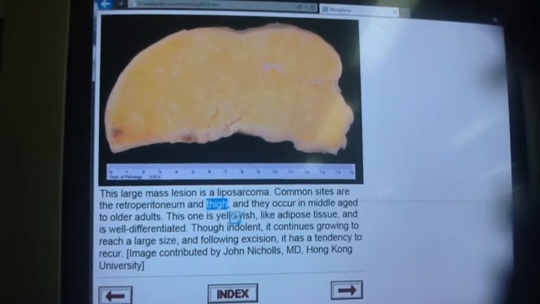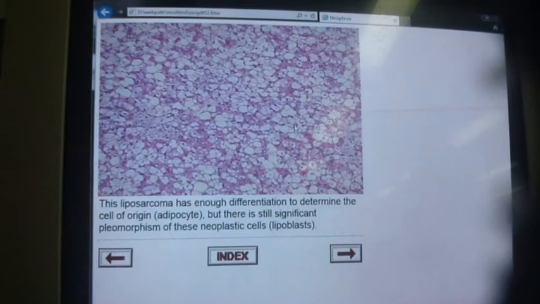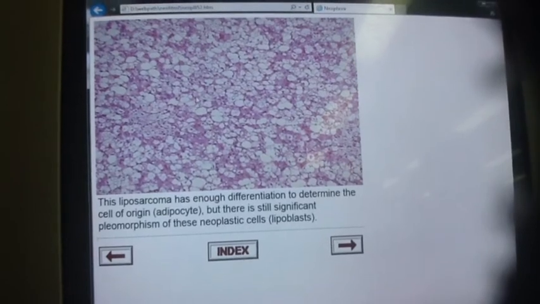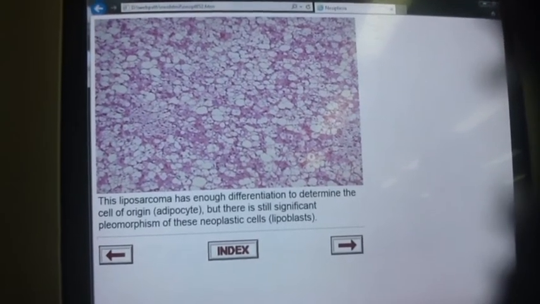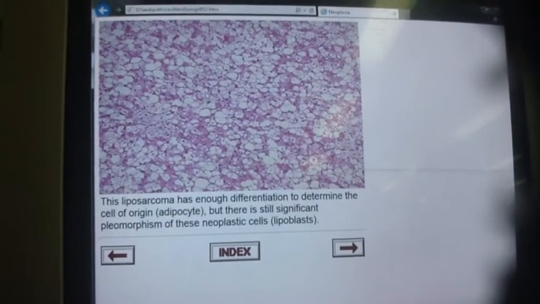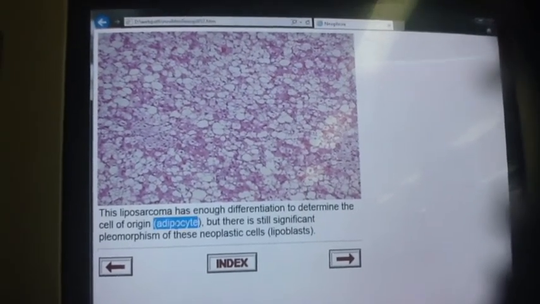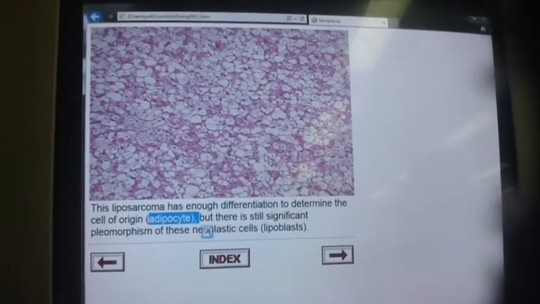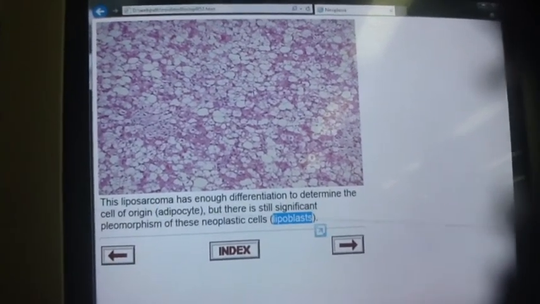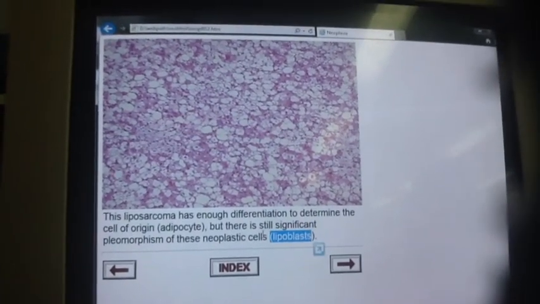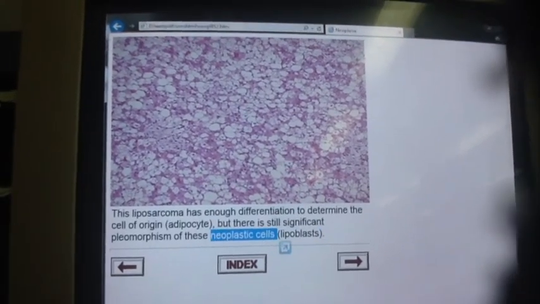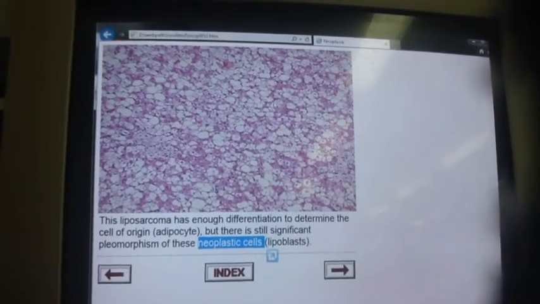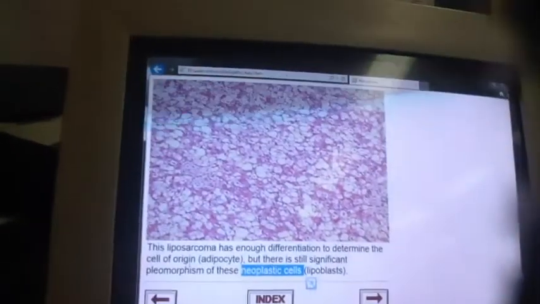If we take a section from this tumor and examine it under the microscope, we will get this appearance. This is the liposarcoma histological appearance. We can see that there are two different types of cells in this slide. We have larger cells and we have smaller cells. The large cells are called adipocytes, which are the benign type of cells. Benign adipocytes are the benign fatty cells, while the smaller ones are called lipoblasts, which are the malignant cells or the neoplastic cells. So the liposarcoma, when it's well differentiated, will be composed of a mixture of lipoblasts and adipocytes.